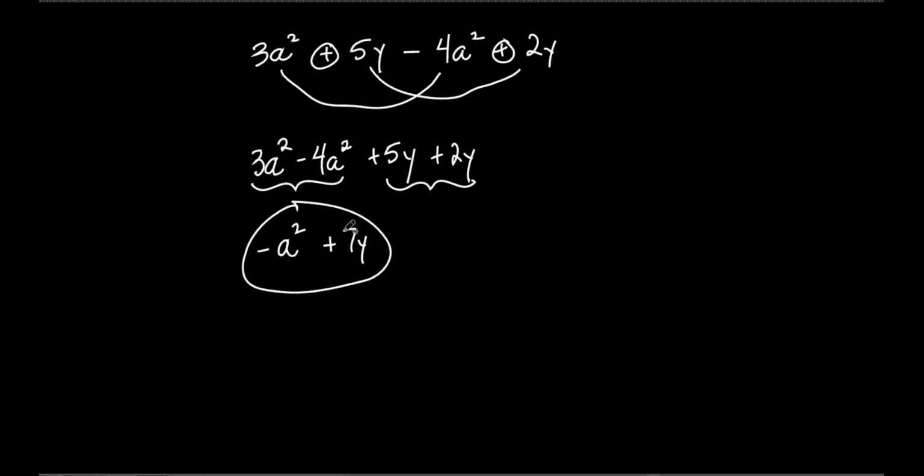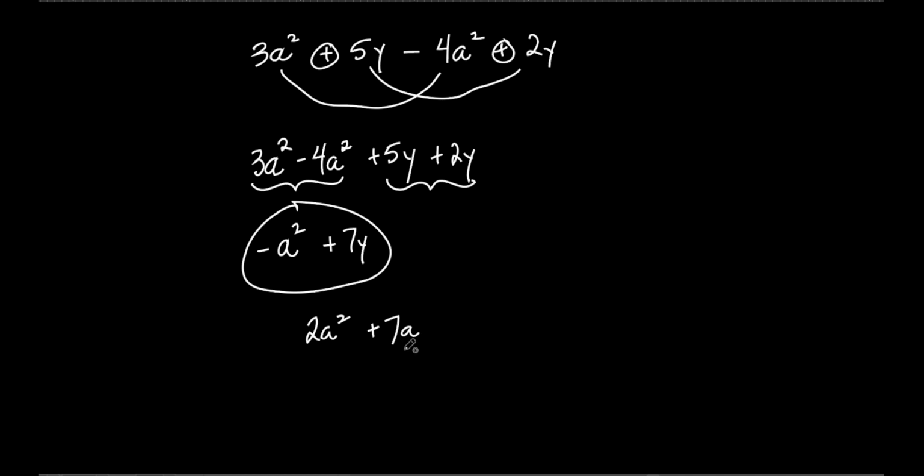Can you add those two things together? No, because they're not like terms. They're not the same. This is a squared. That's a y. They're completely different. All right? What if I had, I'll just do the a squared again. What if I had 2a squared plus 7a? Can I add those together?